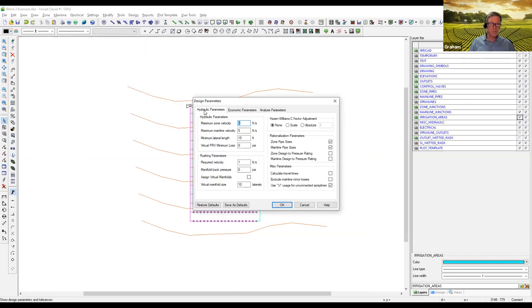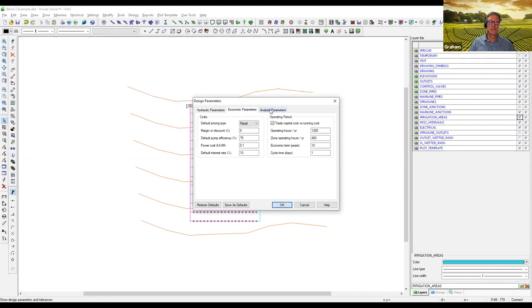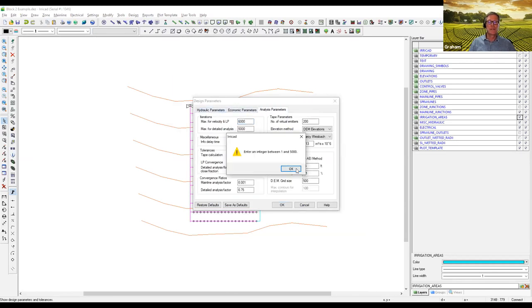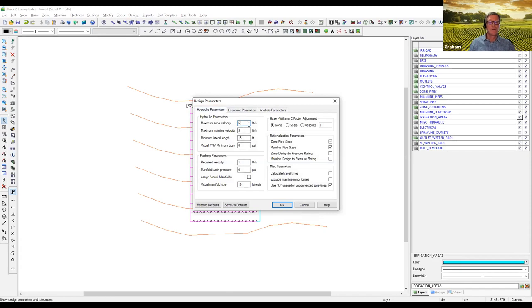And here we have hydraulic parameters, economic parameters, and analysis parameters. And there are some things to check in each of these menus. Firstly, design your velocities. And here I have 6 feet for zone pipe and 5 feet for mainline pipe. With a lot of my designs, I might actually use higher limits. I really do want to keep my mainline pipe at 5 feet per second or below, but I may design with 6 in the mainline and 7 in the zone.